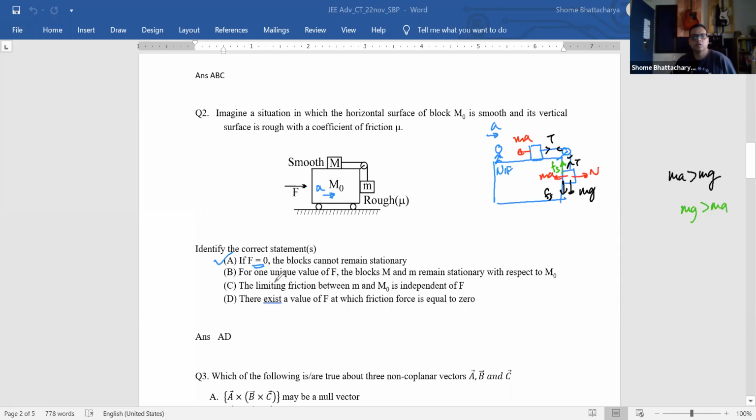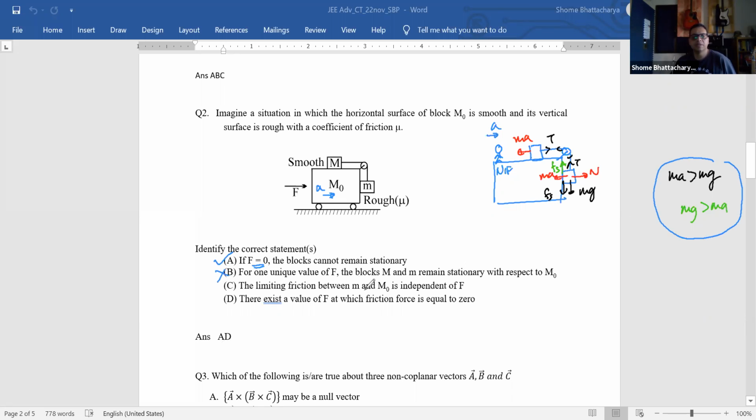Okay. Now, for one unique value of F, m and M must remain stationary. No, that is not correct. We can see here that there's a whole range of values for which this will happen, because friction can act either upwards or downwards depending on the tendency for slipping. So option B becomes wrong.